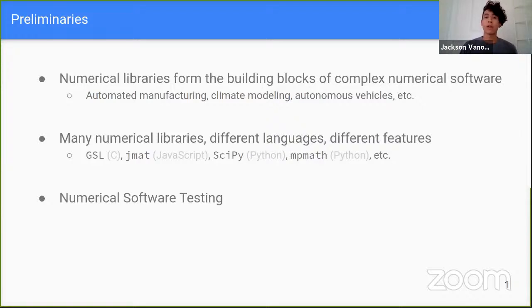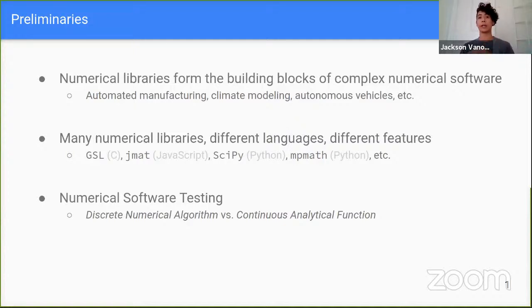Numerical software testing in general has some characteristics that I'd like to go into now. For instance, numerical software can be thought of as a set of discrete numerical algorithms that implement continuous analytical functions. In other words, we've got these programs that approximate these real mathematical objects. And the reason I bring this up is because the notion of a ground truth or oracle is particularly pertinent in this domain.